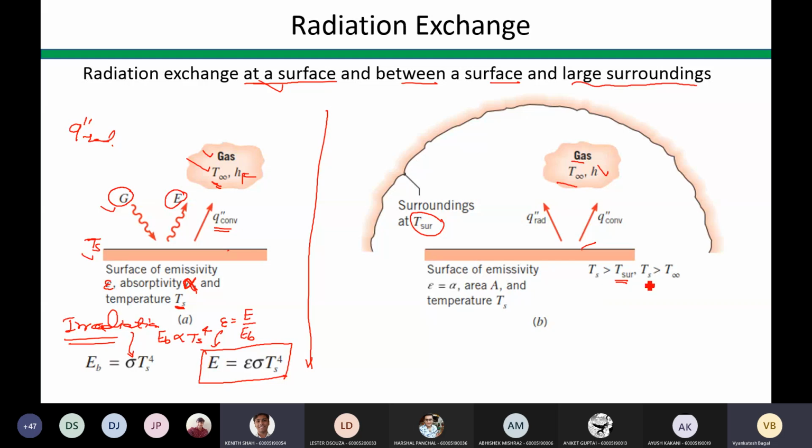Note down this relation. The temperature of the surface is more than the surrounding temperature, and it is also more than the temperature of the gas, which is close to this plate. Is it clear?